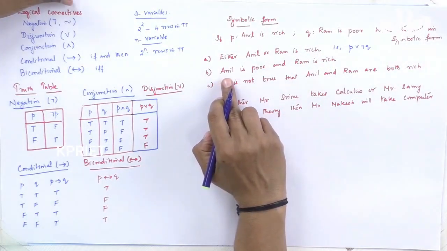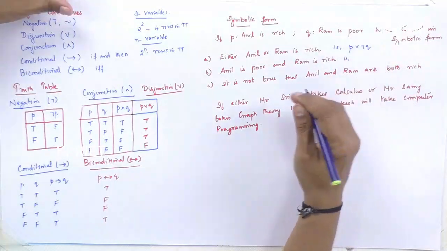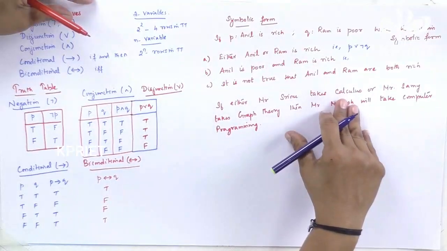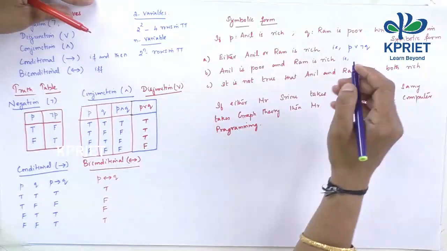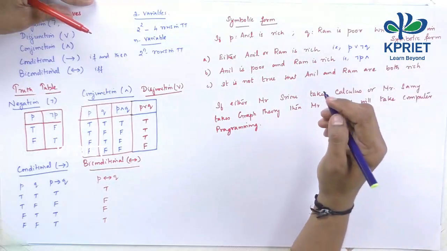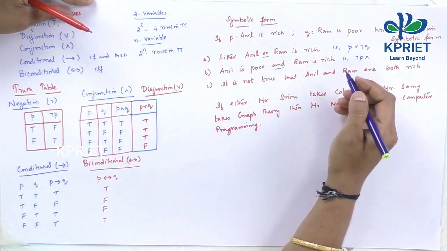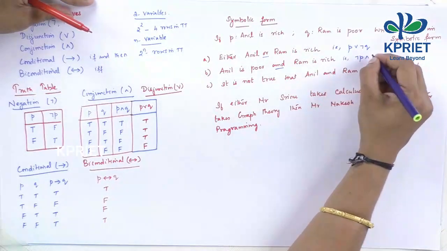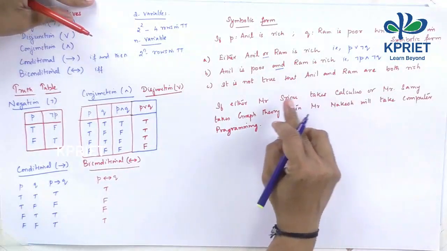And next is Anil is poor and Ram is rich. How do we represent this in a symbolic form? Anil is poor, so how is it represented? Here P represents Anil is rich, so poor is the negate of that. So negate P, and we have conjunction as the suitable connective. Whatever terms are given here, we will have to suitably find out the connective. Ram is rich, Ram poor is Q, so negate Q. So this is how we will write the symbolic form.